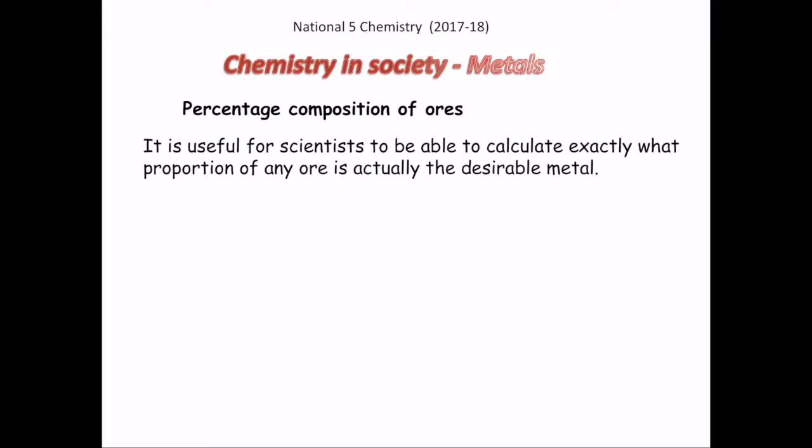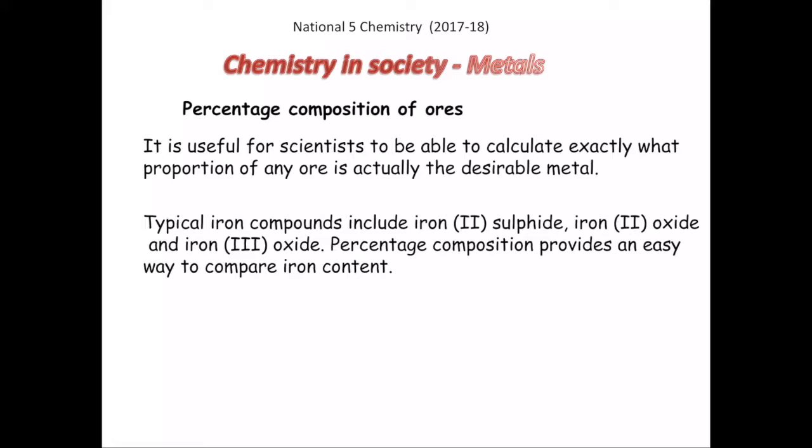So next we will talk about the percentage composition of ores. As I said to you before, a metal ore is a rock containing a metal or metal compound in a high enough concentration to make it economic to extract the metal. So it is very useful for scientists to be able to calculate exactly what proportion of any metal ore is actually the desirable metal.